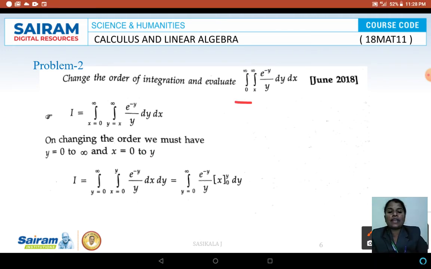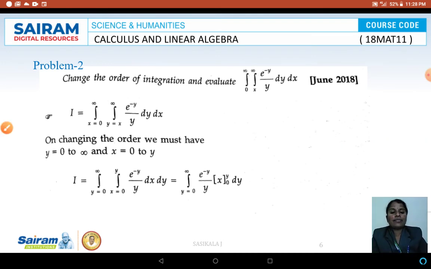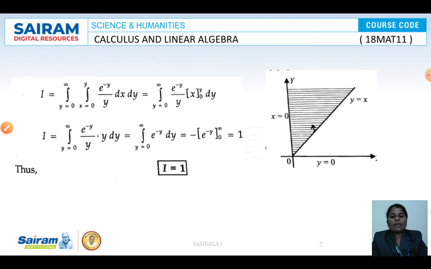So we'll write first the actual limits: y is equal to x and y is equal to infinity, and x is equal to 0, x is equal to infinity. This is what has been given. So you can see how that graph will be. You will have the curve y is equal to x, a straight line, and infinity will be the positive portion. You will get this part.